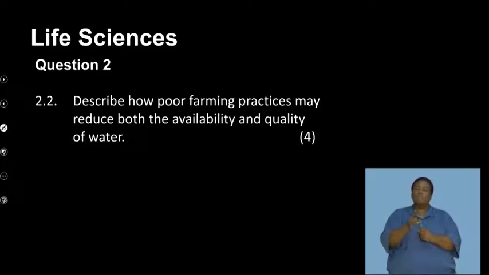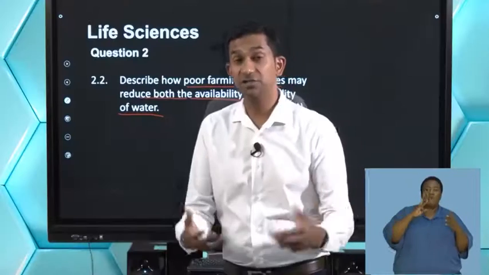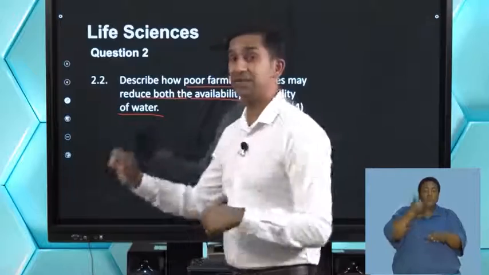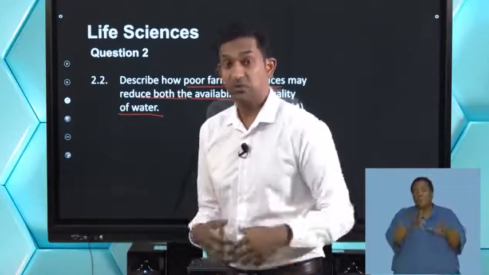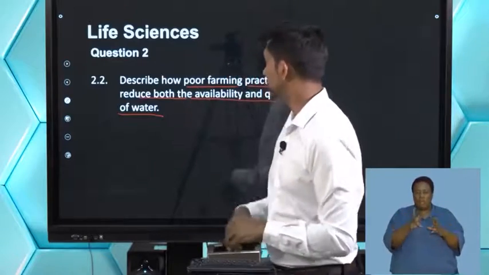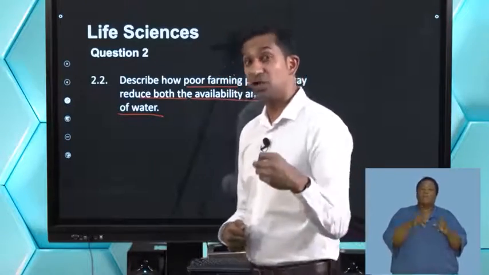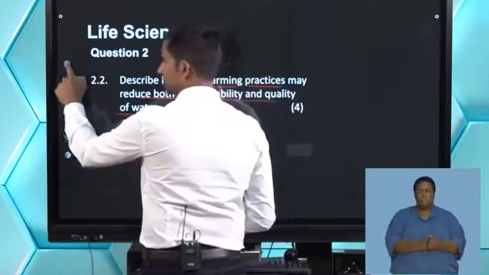Before we wrap up, one last question. Describe how poor farming practices may reduce both the availability and the quality of water. And guys, it's important to understand that a large amount of water is used in farming. And so for us to be able to effectively save water but ensure that water is used in the correct way to ensure that there is maximum productivity, we need to look at ways in which that processes can be refined and made much more conservatively to ensure maximum and best use of water.